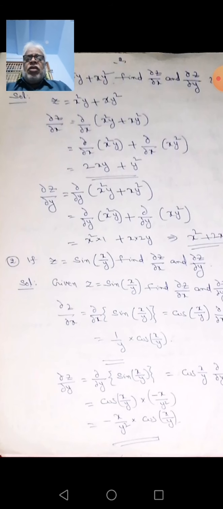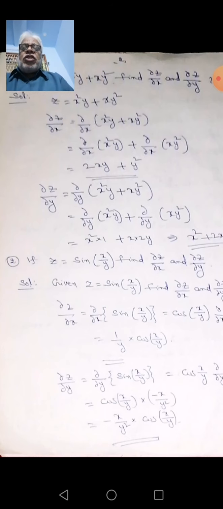So here, with respect to partially differentiating with respect to x, what is the derivative of x square y? The differentiation of x square y is 2x times y, with y treated as a constant, so that is 2xy, plus dou by dou x of xy square, that is y square, because the derivative of x is 1 and y square is treated as a constant.